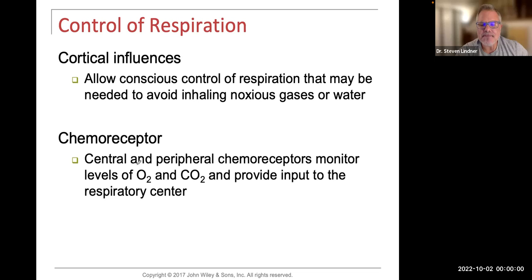Chemoreceptors are found centrally and peripherally, and they're going to monitor oxygen and carbon dioxide levels, and they're going to provide input to the respiratory centers.